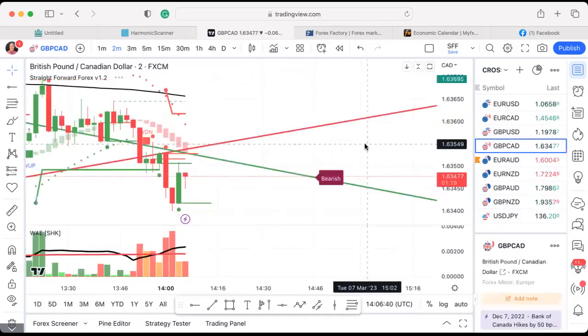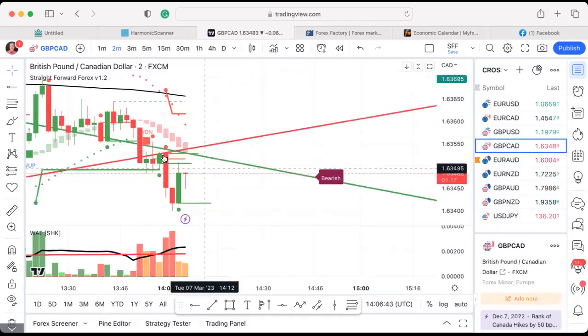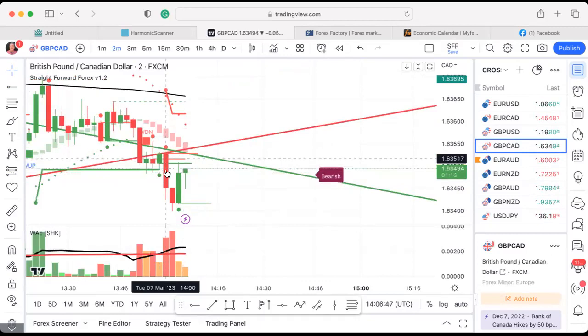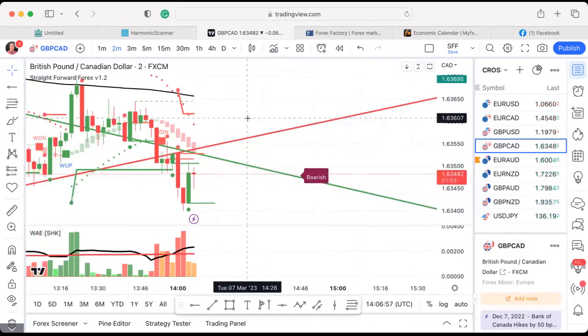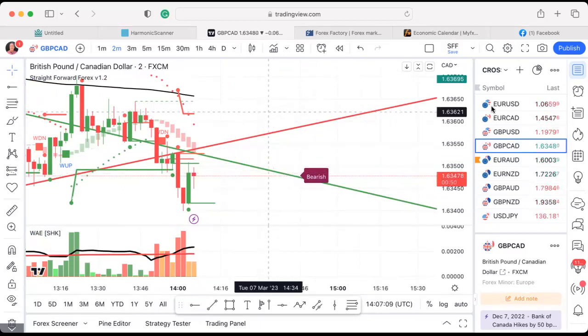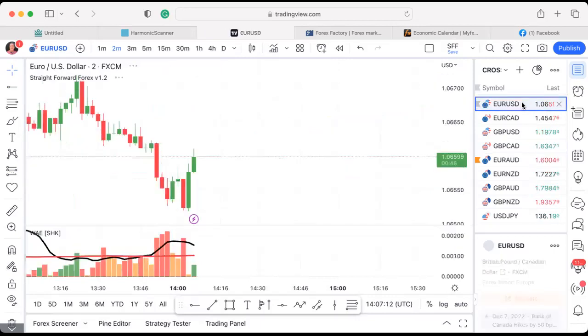GBP card. Again, price did drop, and now it's reversed. Or you could wait till 3 o'clock. Yes, I'm going to be watching these because I think that is the high impact news, and I think that's going to affect price more than anything else. Right, so I'm just going to run through the 4 pairs and see where we are.